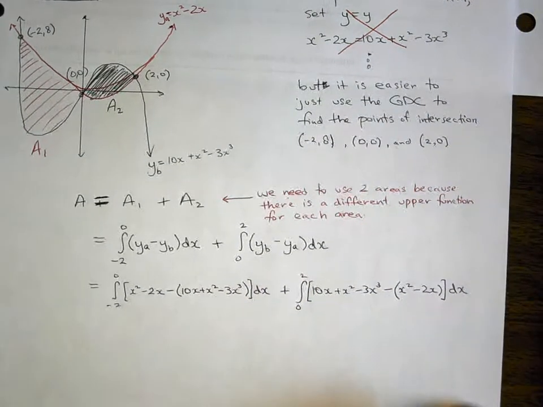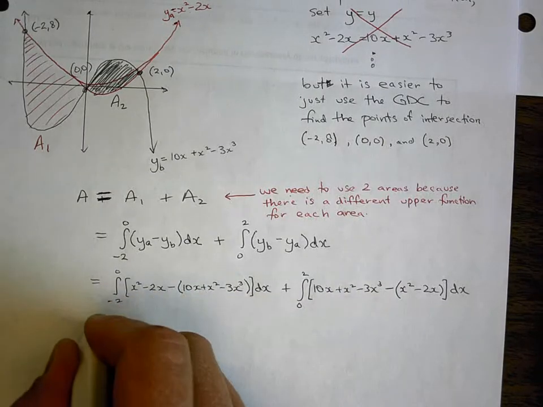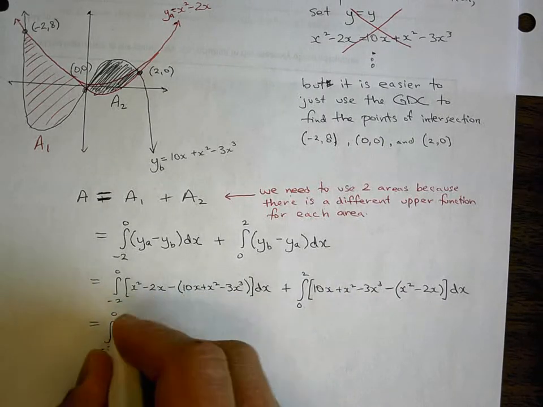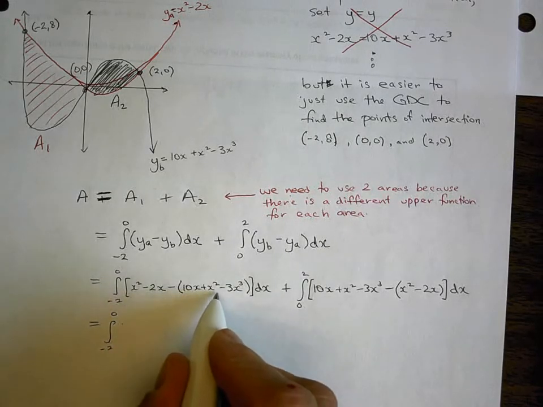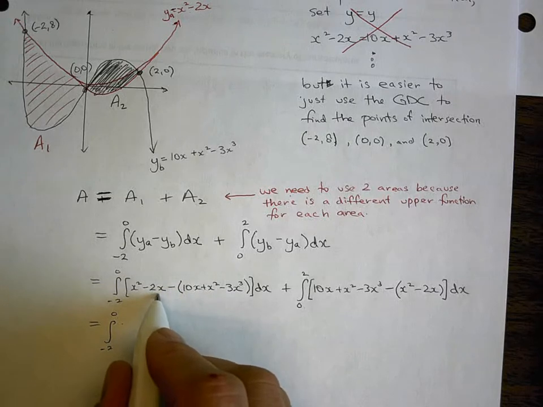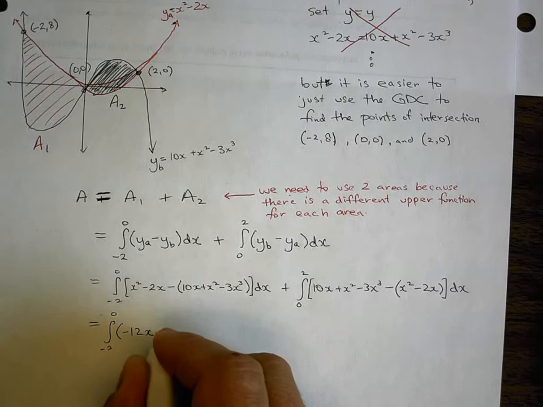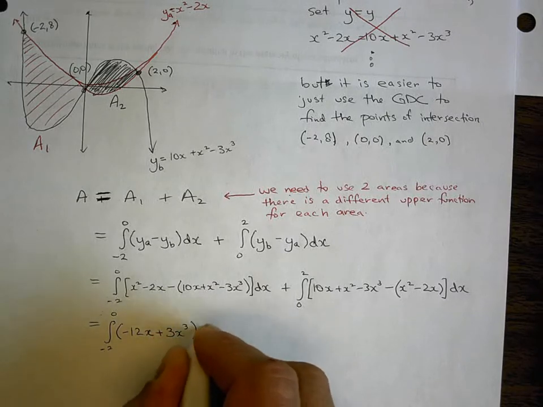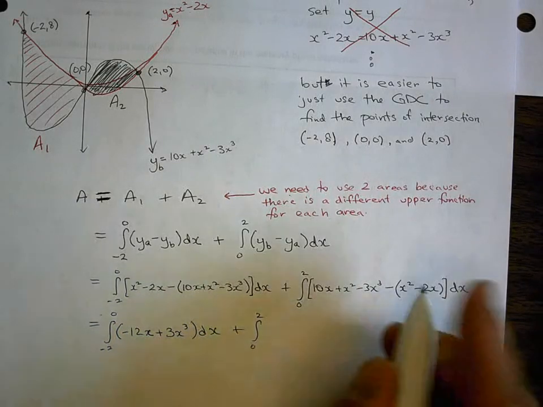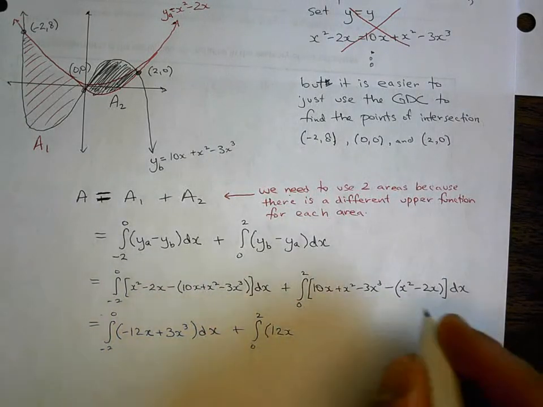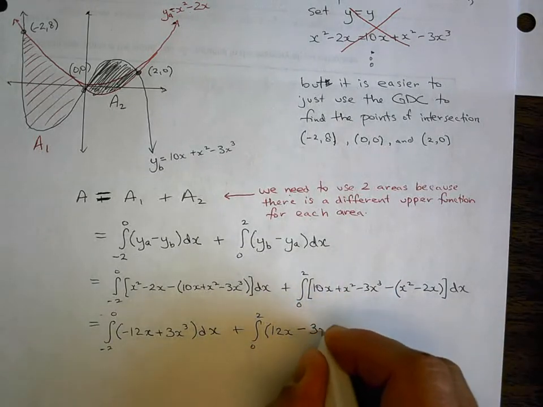You could enter this as written, but it's probably quicker to just do a little bit of simplification. So this is x squared minus x squared, negative 2x minus 10x, so it's minus 12x plus 3x cubed dx. So I'm just quickly simplifying this a little bit more. 10x plus 2x, so I end up with 12x. The x squares cancel out. I end up with minus 3x cubed dx.